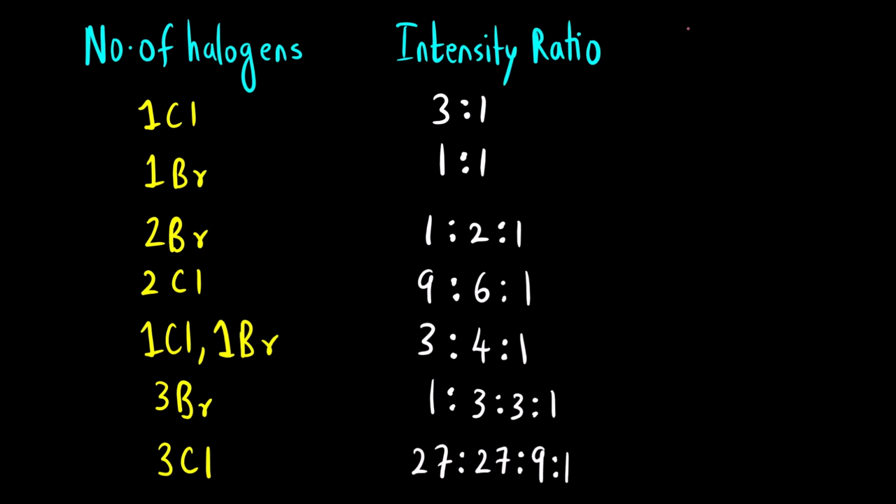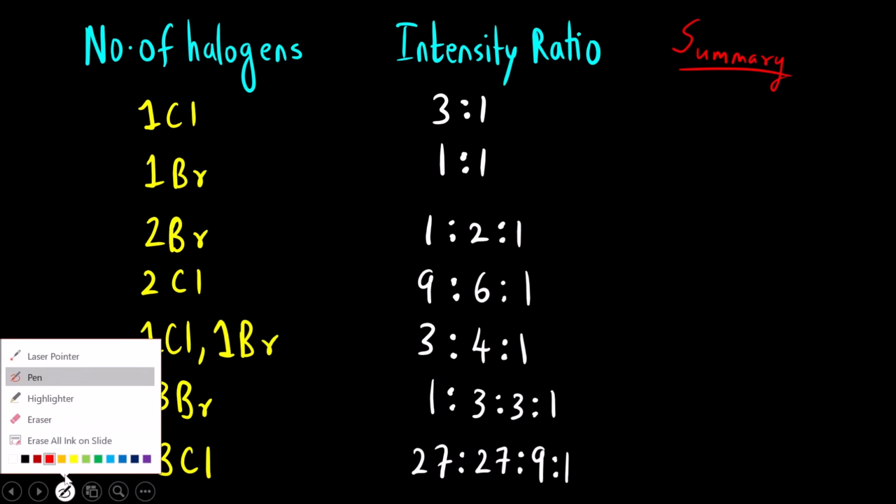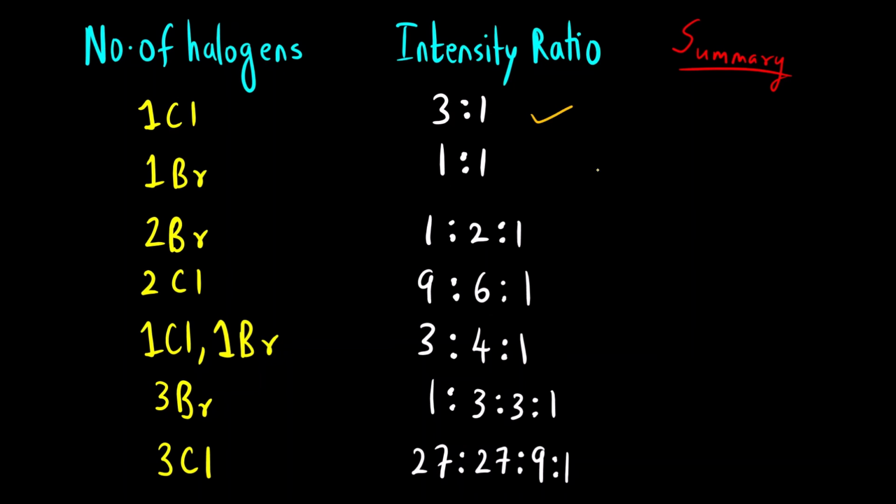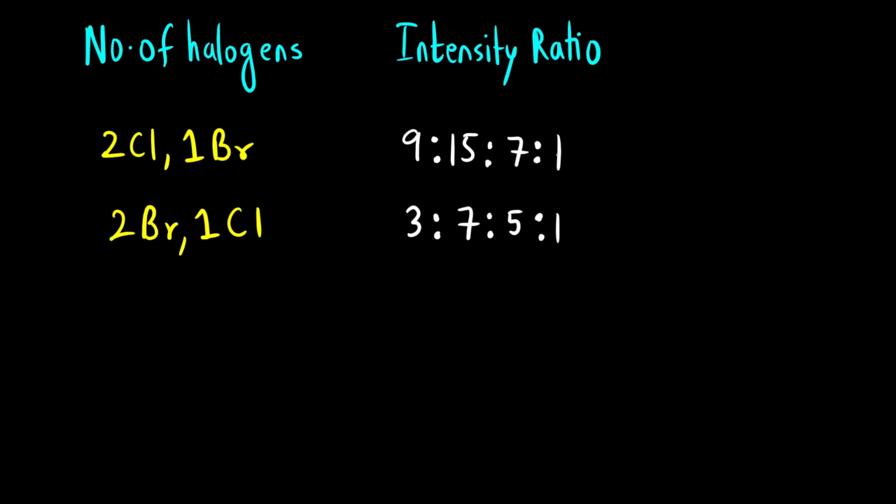So this is the summary of the ratios. If 1 Cl, 3:1. If 1 bromine is present, 1:1. 2 bromine, 1:2:1. 2 chlorine, 9:6:1. 1 chlorine and 1 bromine, 3:4:1. 3 bromine, 1:3:3:1. 3 Cl, 27:27:9:1. 2 chlorine and 1 bromine, 9:15:7:1. And last is 2 bromine and 1 chlorine, that is 3:7:5:1. So here we come to the end of this video.